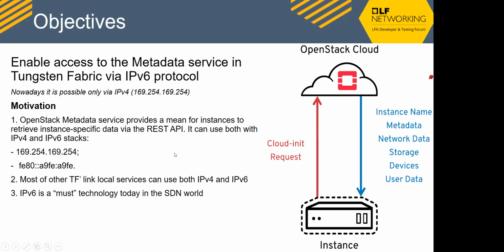First, we will talk about the Tungsten Fabric metadata service and how to enable it over IPv6 protocol. Today, this service works only in an IPv4 environment, which means that you need hybrid IPv4, IPv6 networks or some auxiliary networks to provide this functionality for your cloud. However, the OpenStack metadata service, which is actually proxied by TF, is already capable of working with IPv4 and IPv6 standards.